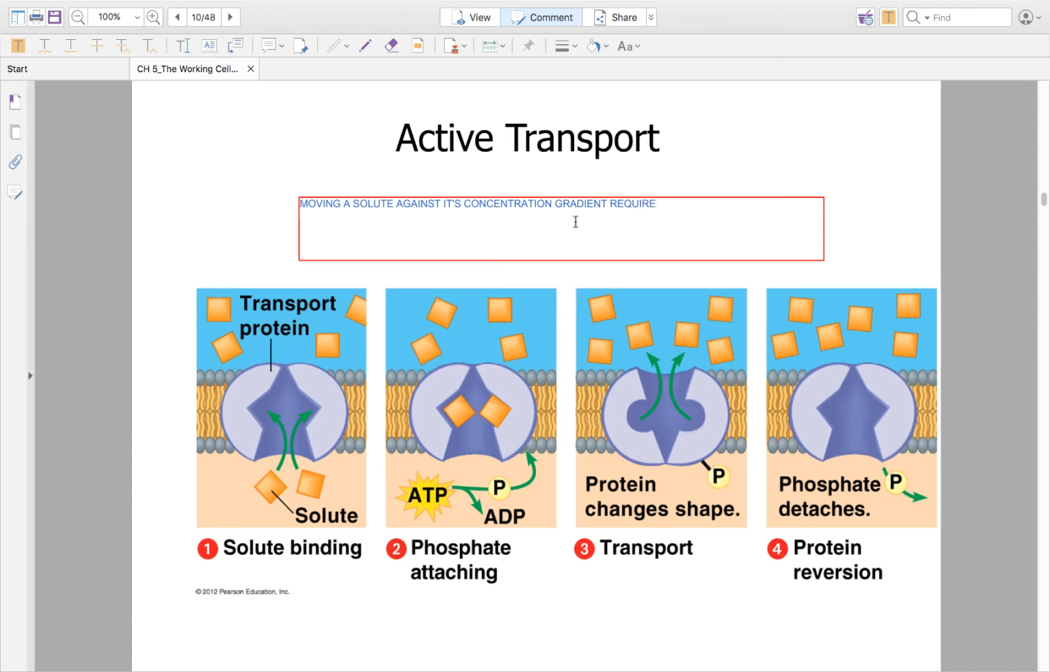It requires energy in the form of ATP. All right, so what we're showing here is the solute binding to a specific transport protein.